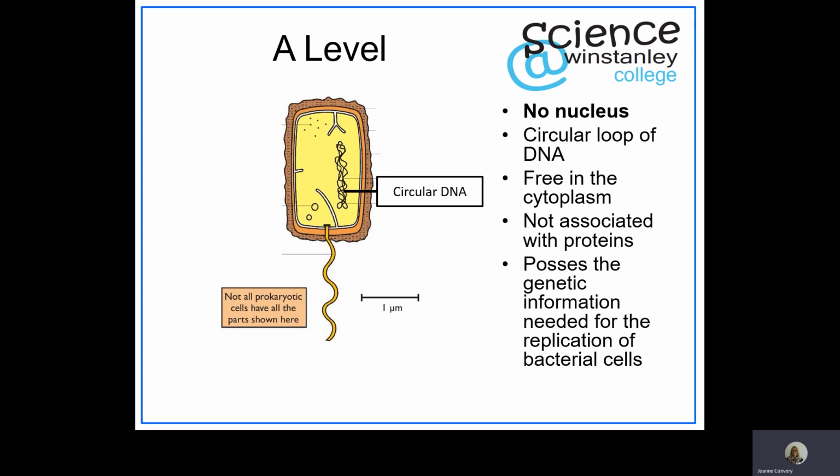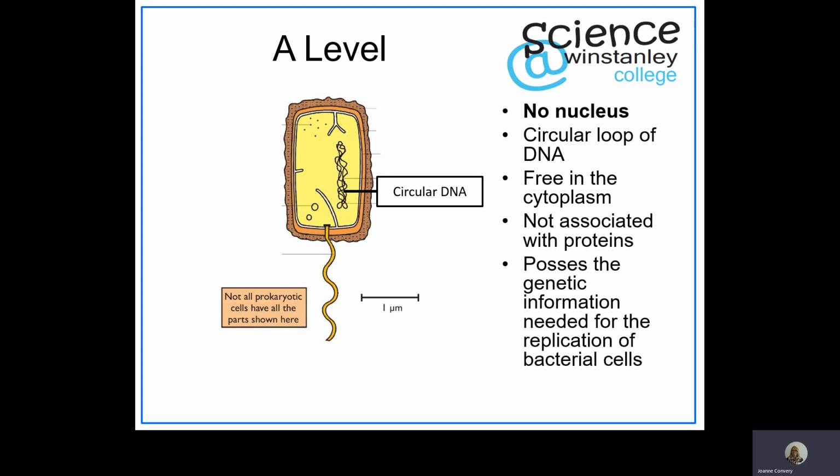The circular DNA and the position it's found within the cell sometimes gets referred to as the nucleoid, and that means it's not a nucleus, a nucleoid. The nucleoid is just the area within the cytoplasm that the DNA is found. Occasionally in textbooks you might see the DNA being referred to as the bacterial or prokaryotic genome.